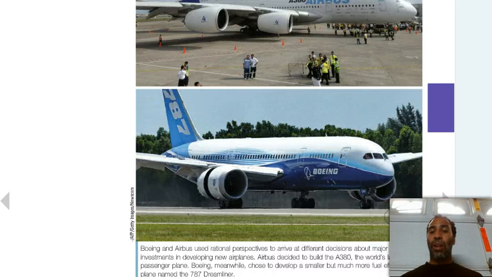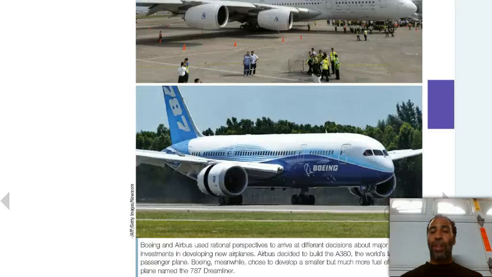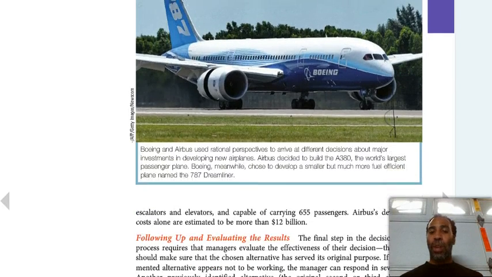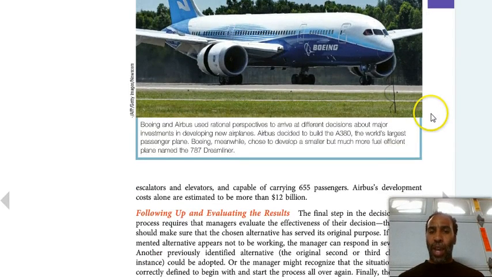So make sure you read through those sections right there. So I'm going to read this right here. This is Boeing. We should all be familiar with Boeing. Boeing and Airbus use rational perspective to arrive at different decisions about major investments in developing new airplanes. Airbus decided to build an A380, the world's largest passenger plane. Boeing, meanwhile, chose to develop a smaller but more fuel-efficient plane named the 788 Dreamliner. Right, so they use the same process, but they came up with different decisions.